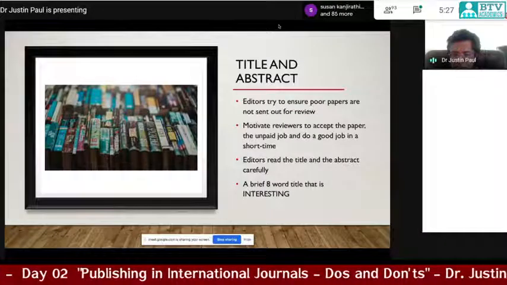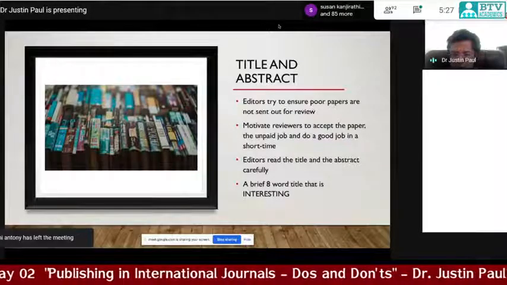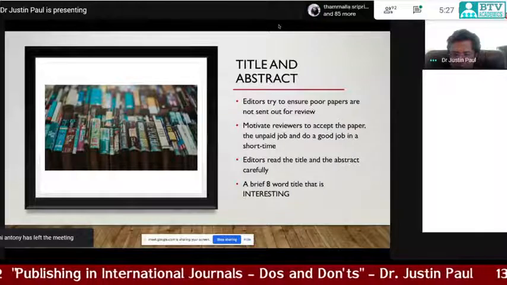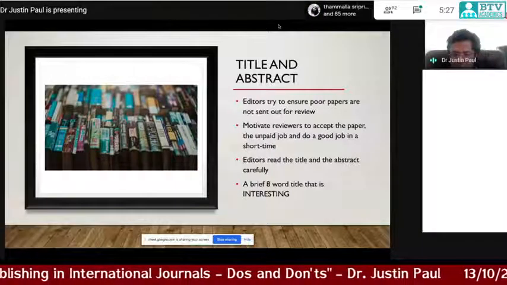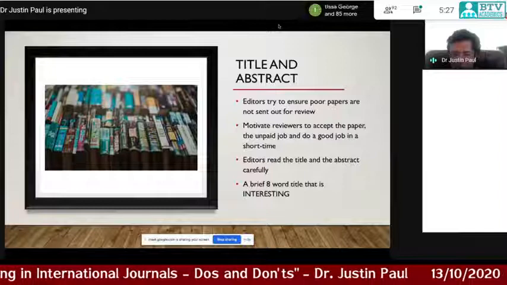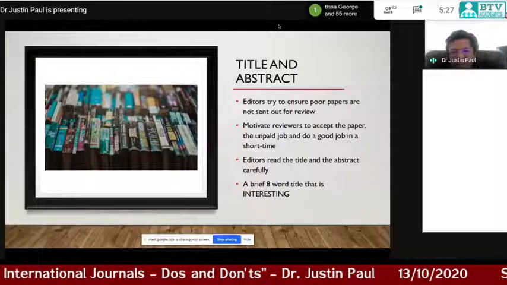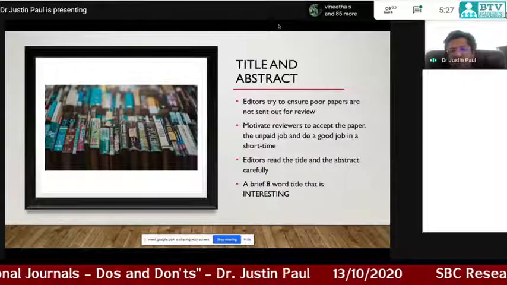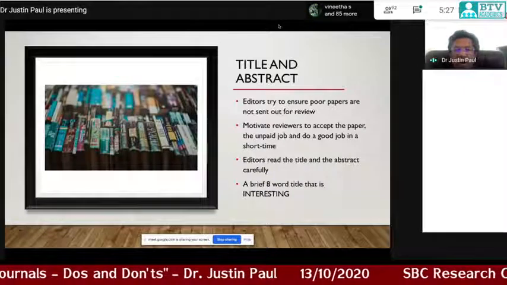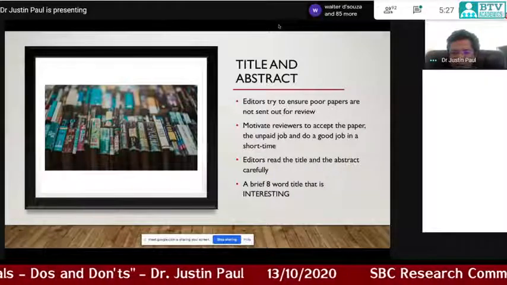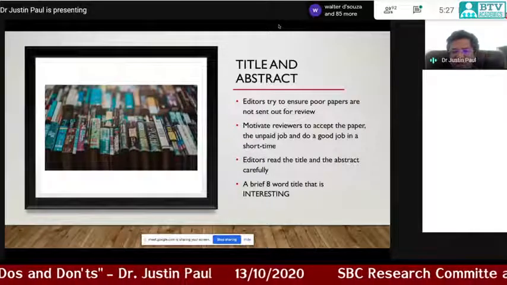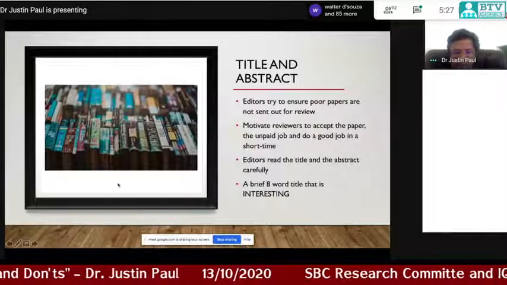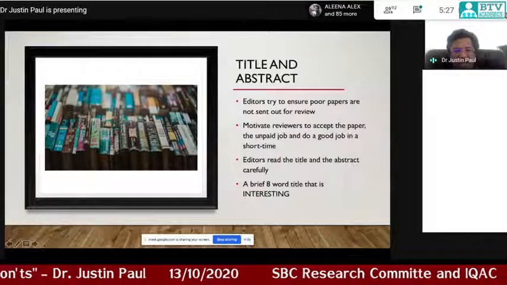The abstract of your paper needs to be very precise and very clear. Editors will get time to read the title and abstract. Whatever you write in the abstract needs to be precise and very clear. And the title of your article can normally be 6 words or 8 words, and it has to be an interesting title.